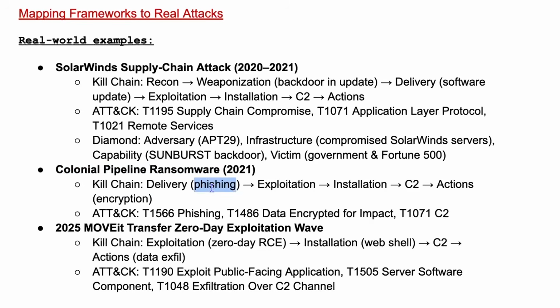It all started from somebody clicking on a phishing link and opening a phishing email. So a very, very simple entry point, but of course it worked, and then they were able to hold a large company at ransom. The MITRE ATT&CK references for this: it starts with phishing, then we have data encrypted for impact, and then C2 for command and control. So these were the techniques that were mapped to this specific attack campaign.